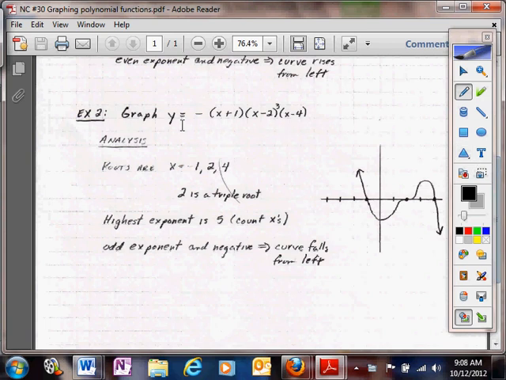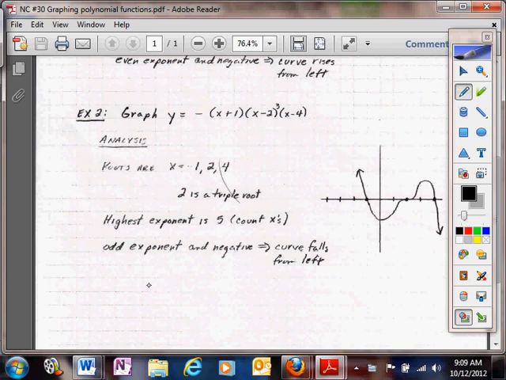Now looking at example 2, again I have a negative sign out here. Let's look to see how many roots we have. We have 1, 2, 3, 4, 5. So I have a quintic function here because I have 1 root. Here's 3 of them. This is a triple root. And here is the 5th one.